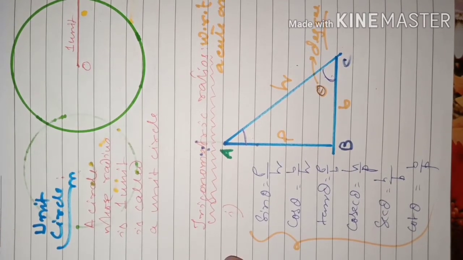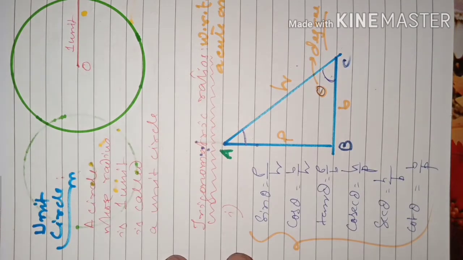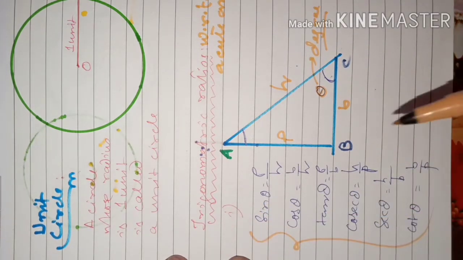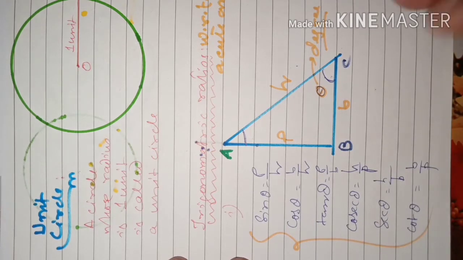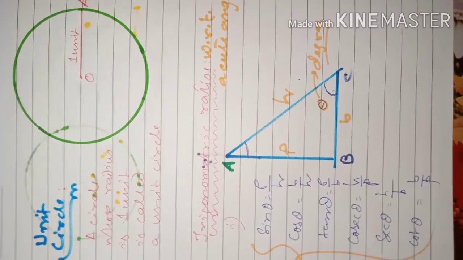But today, here in this class, we will learn to express trigonometric ratios for any angle. Means it is not necessary to be acute. For any angle, for obtuse angle also, trigonometric ratios we can express. We can write down the trigonometric ratios for any angle in radian measure. We will write first. So we are going to that point now.